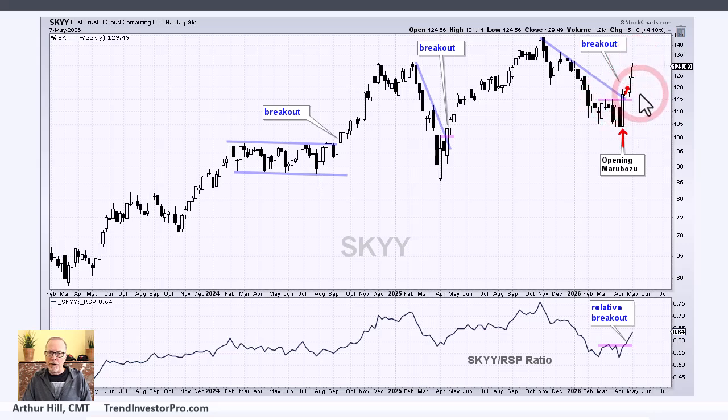The breakout zone turns first support. So if you get a throwback into this 115, 120 area, that's an area to watch for support and a possible continuation higher. And if we look at the price relative, we can see that we have a breakout there, and that shows a return to relative strength for cloud computing.